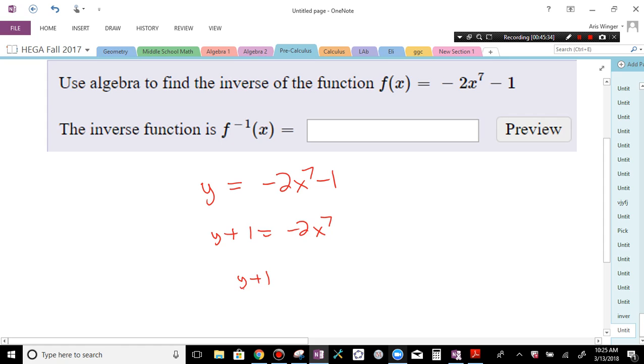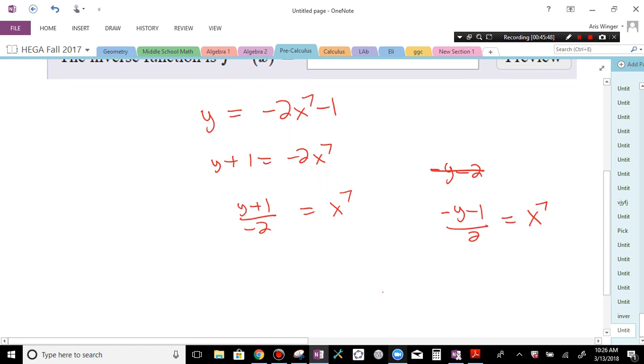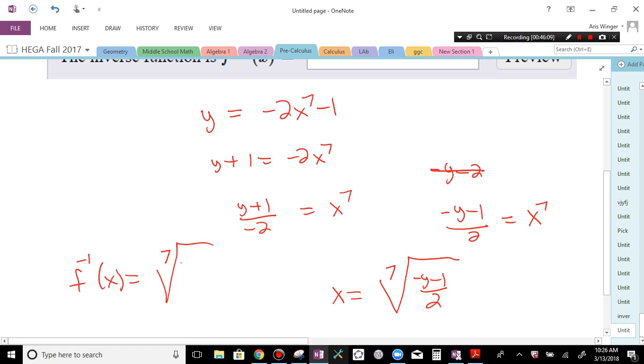Y plus 1 over negative 2 equals x to the 7th. Negative y minus 1 over 2 equals x to the 7th. Wait, oh, because we divided by a negative? Yeah, just changing the signs. X equals the 7th root of negative y minus 1 over 2. The inverse is the 7th root of negative x minus 1 over 2.